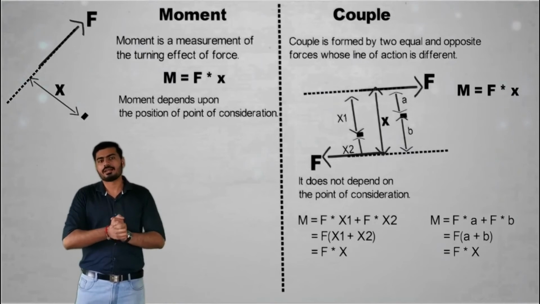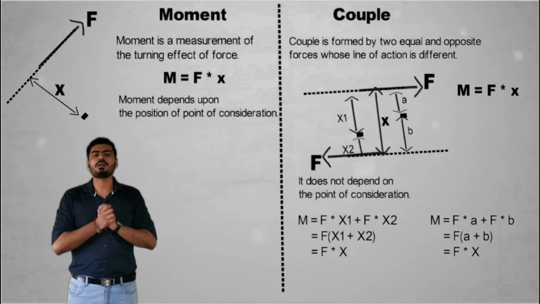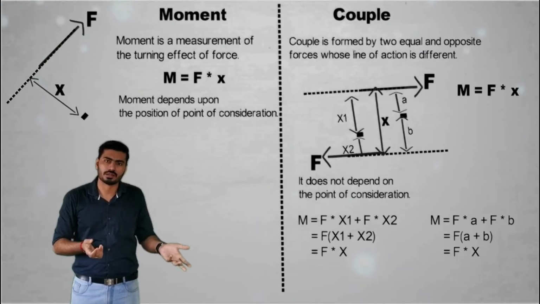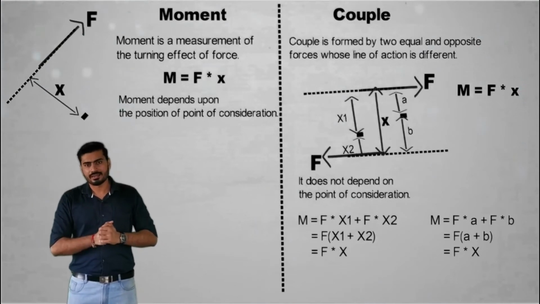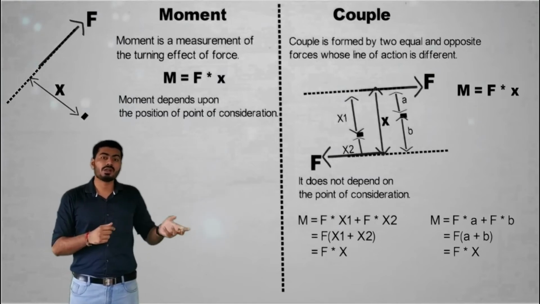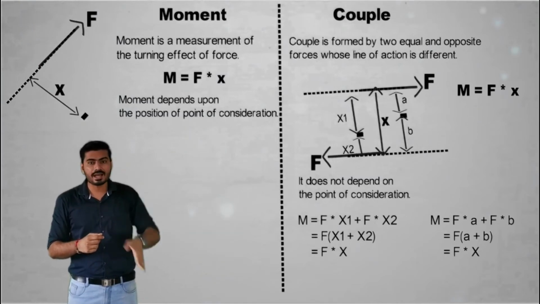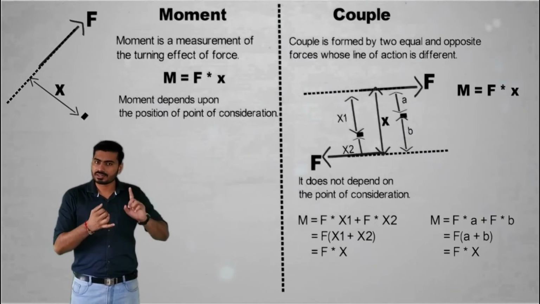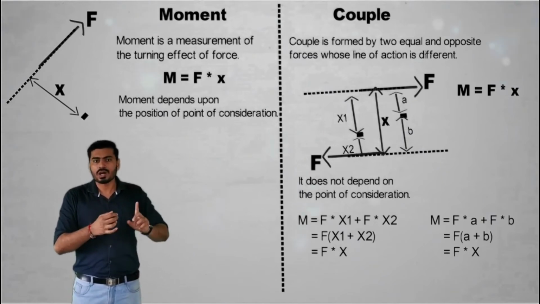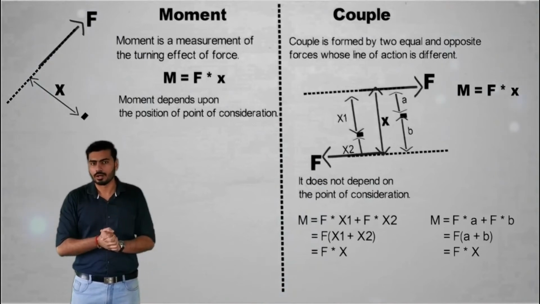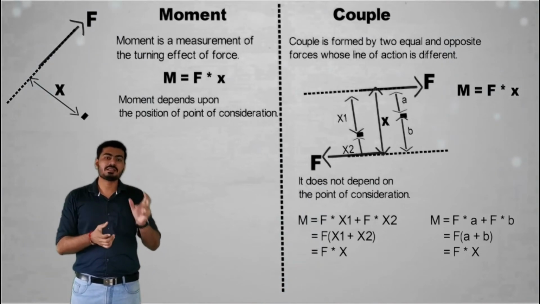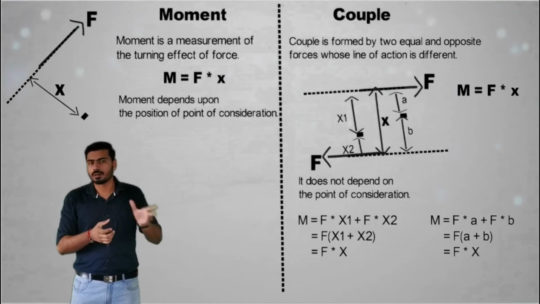So we can say that the couple is not dependent on any point of consideration. If you are applying a couple on a particular plane, then the value of the moment of the couple will be constant on the entire plane, but for that particular plane only. If you are calculating the value of that couple on a different plane, it will be different. So this is the basic difference between the moment and the couple.